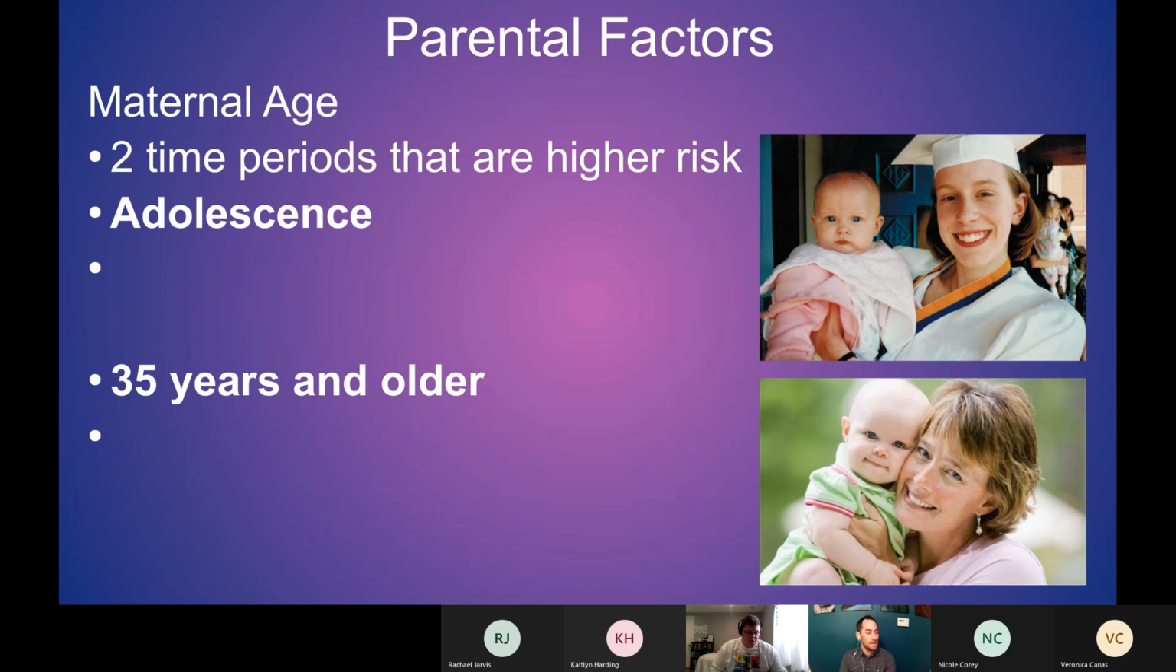With that, in the last couple minutes, we can talk about how maternal age is another parental factor in a developing fetus that can matter. So there are 2 time periods that seem to be a higher risk for the developing fetus, and those are adolescence and people 35 years and older.